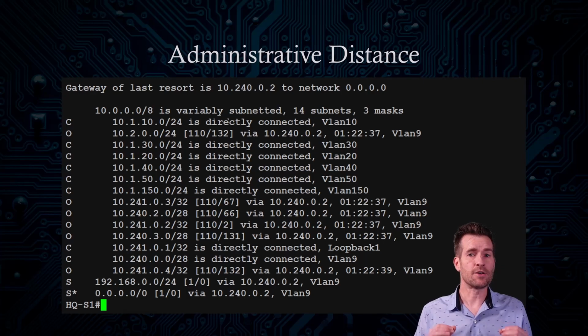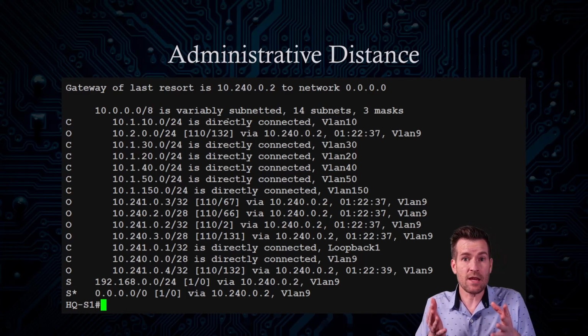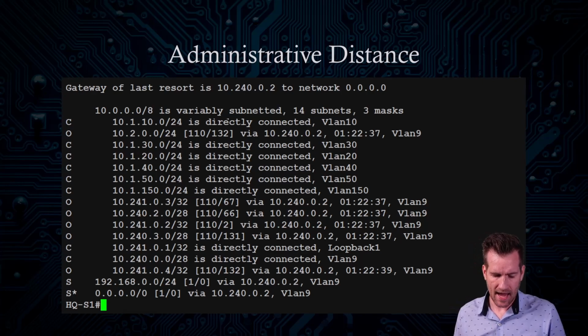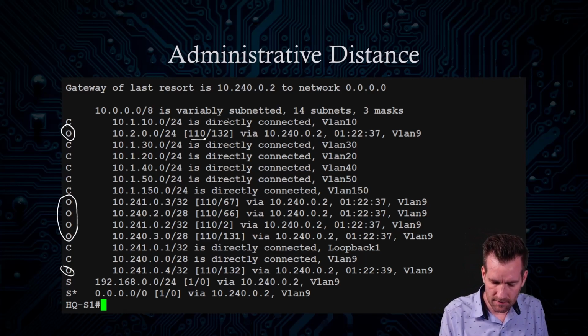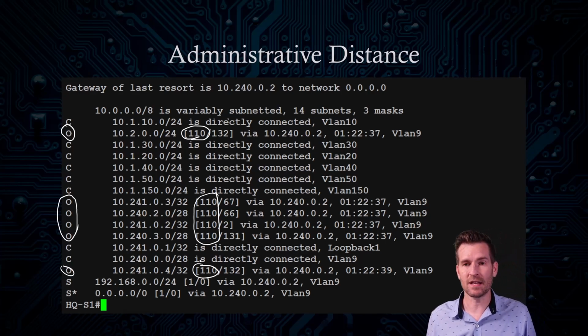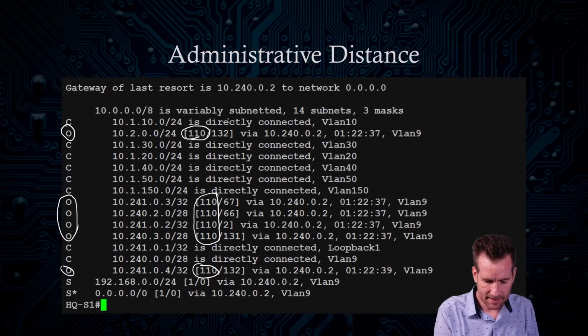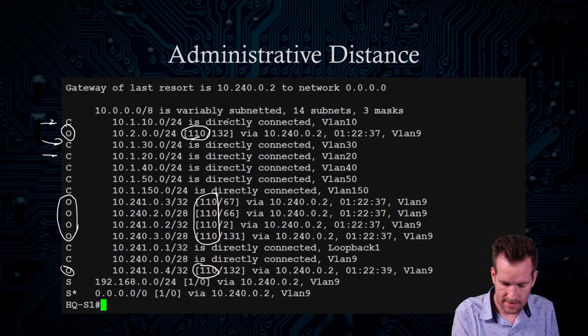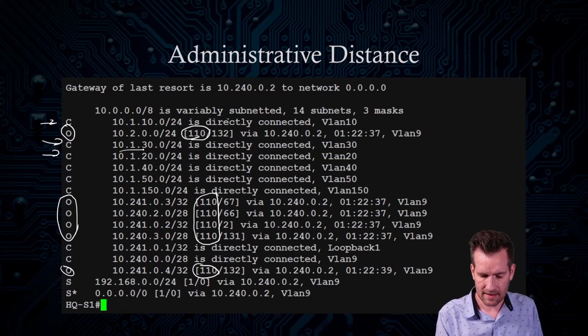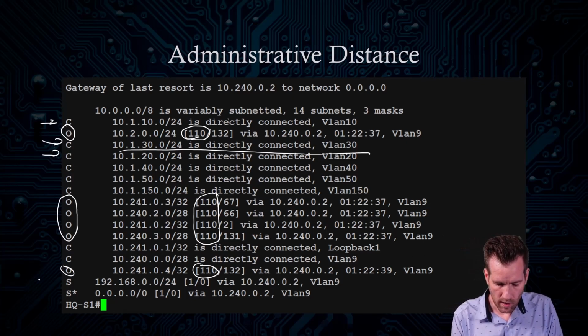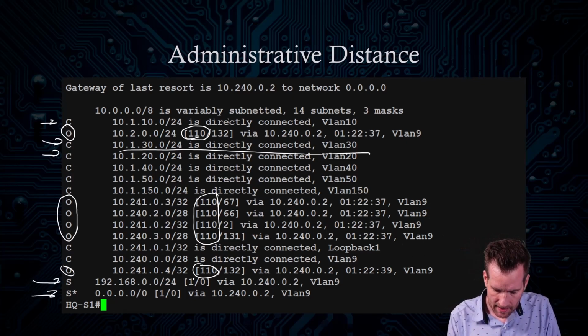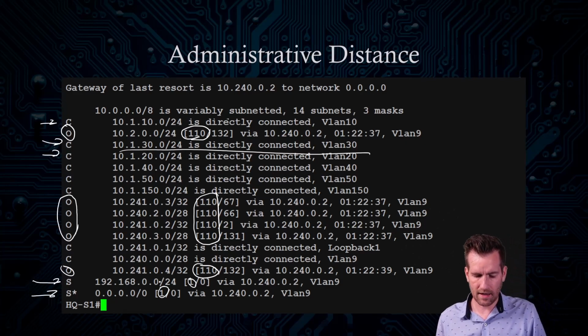Here's the output of a show IP route. So this is the routing table. As we've seen in prior videos, the O stands for OSPF, and when we take a look at the administrative distance, we see 110 on that. We also see that there are several directly connected networks with the C here, and it doesn't specify anything about the administrative distance because the administrative distance is 0 on those. We also see static routes here, and they are set to the default of 1 right there.